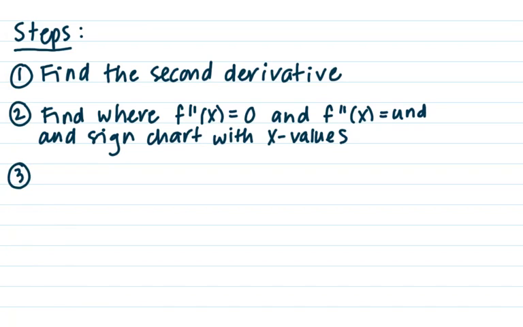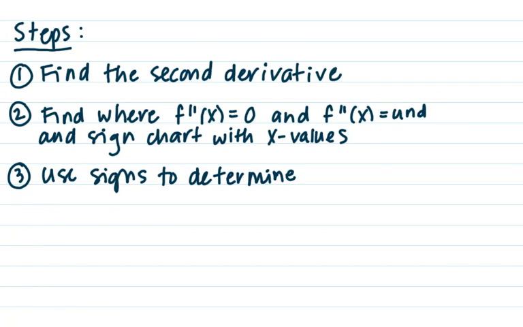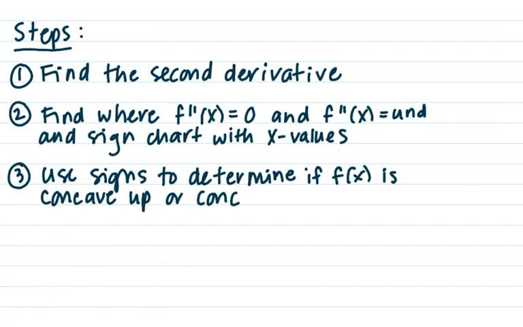And then, based on those signs, you're going to use those signs to determine if the function is concave up or concave down. And luckily it's intuitive. A positive answer means concave up. A negative answer means concave down.